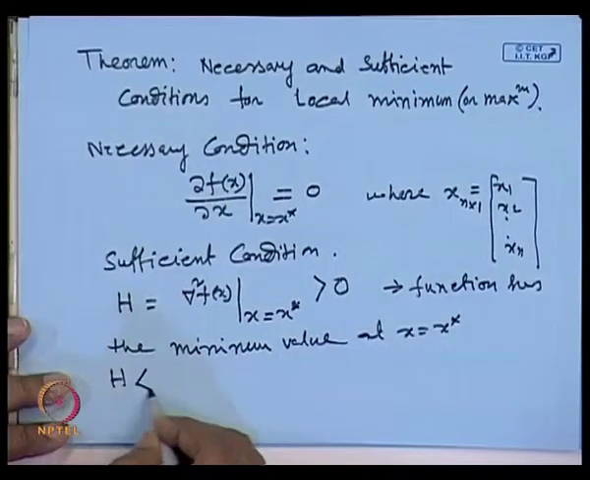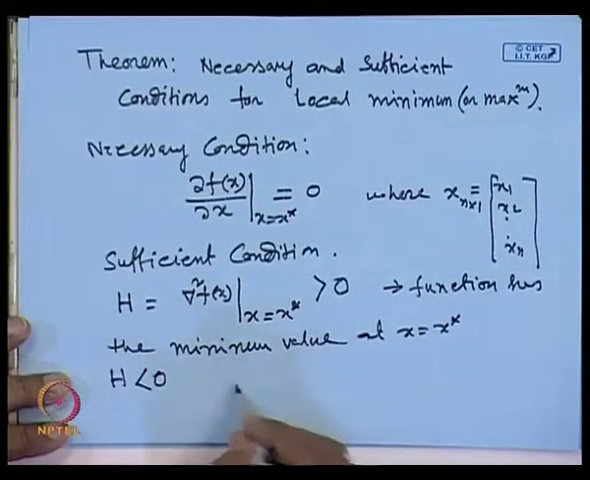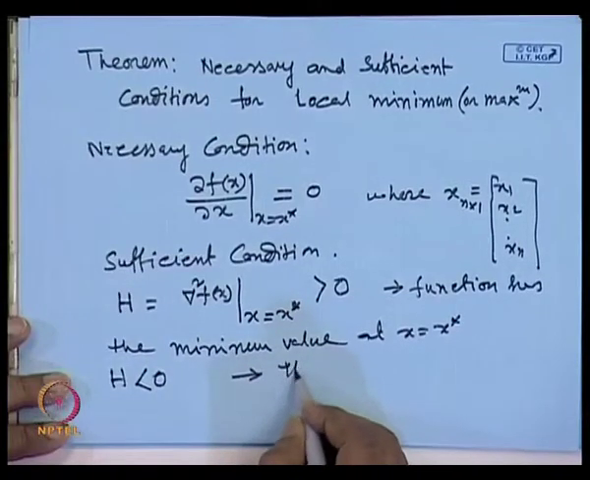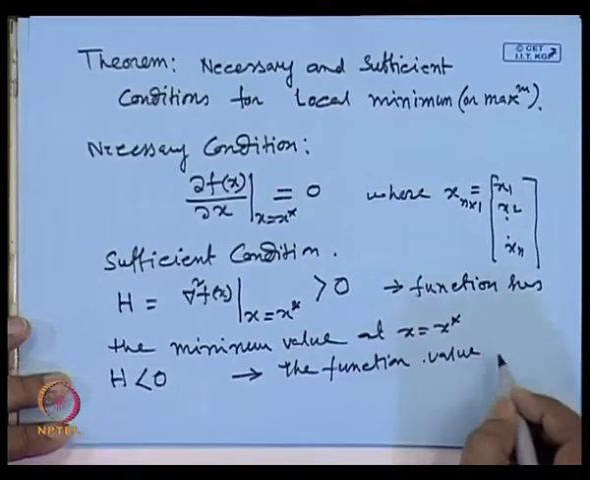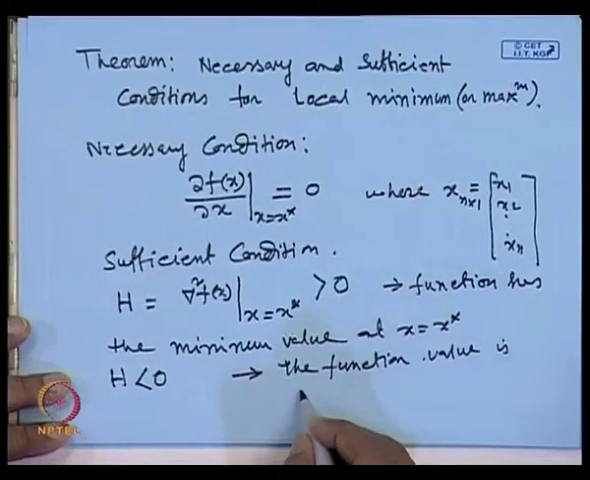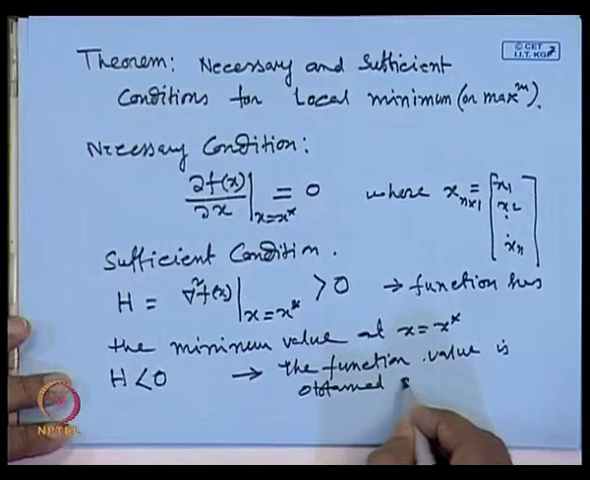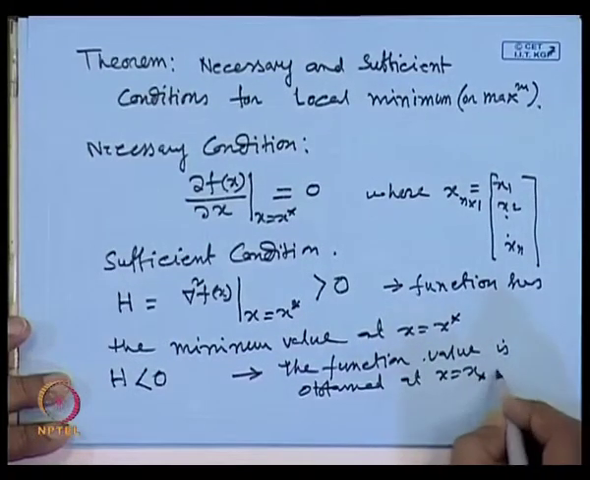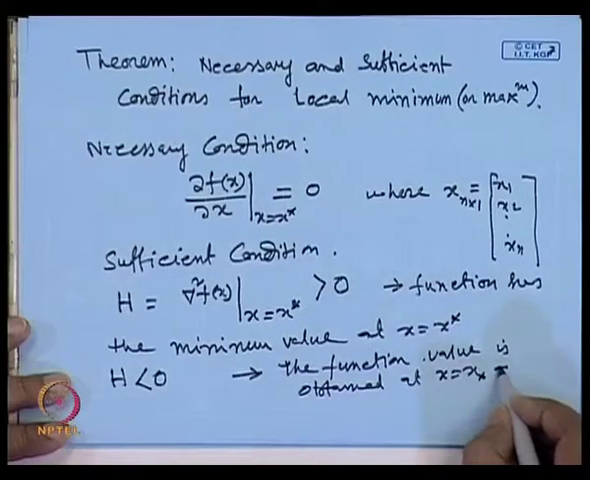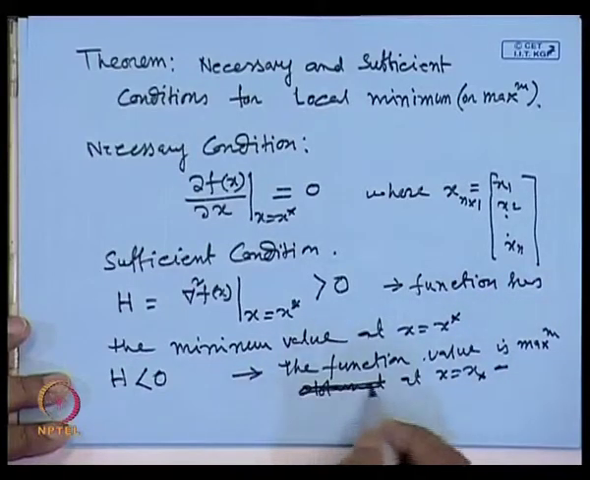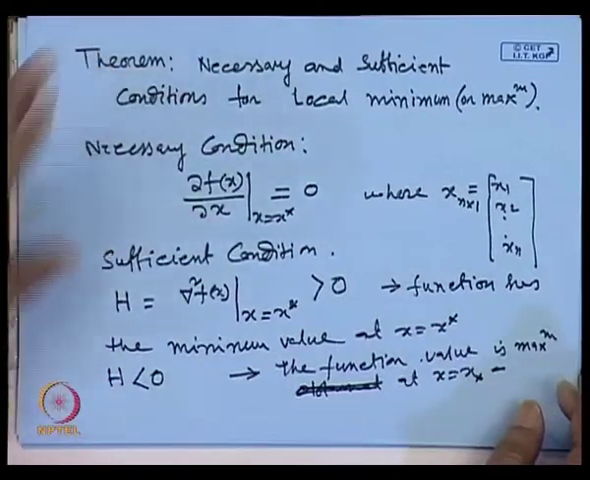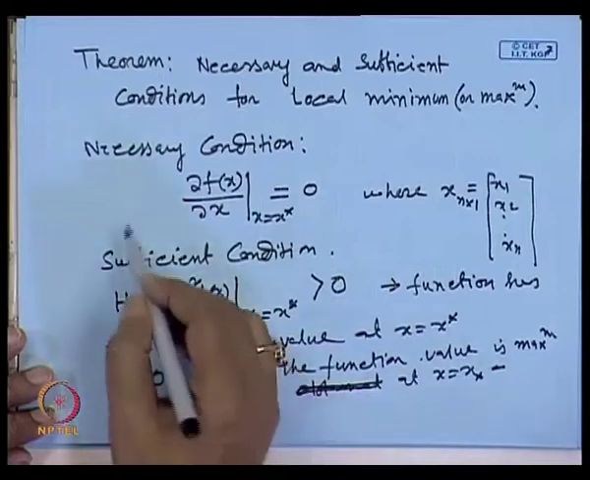Similarly, if H is less than 0, means negative definite, this implies the function value obtained at x equal to x star is the minimum value, sorry, maximum value. For such a function the value is maximum at x equal to x star. So, this is the necessary and sufficient condition for a function of n variables, x with dimension n cross 1. So, this is the necessary and sufficient condition for this one.